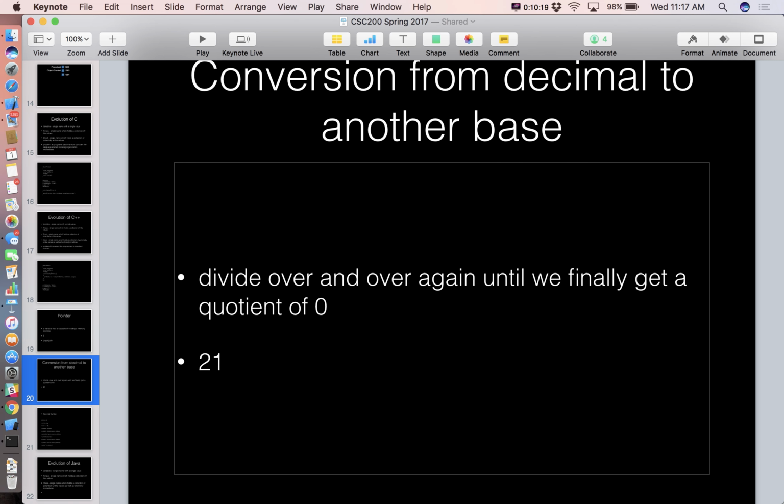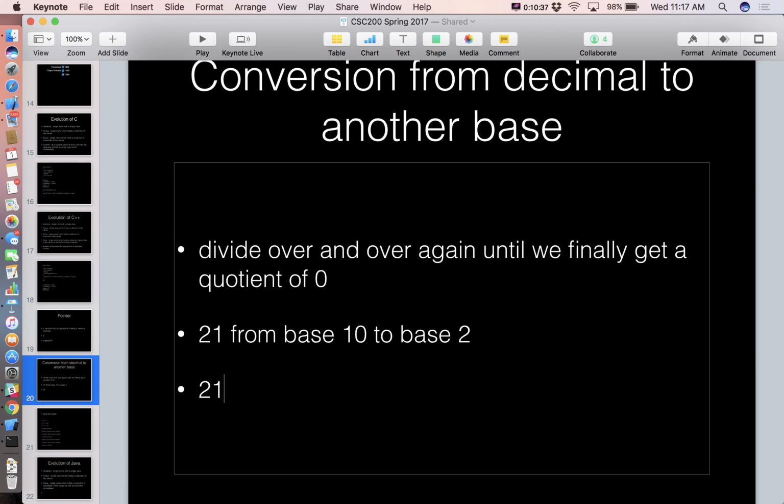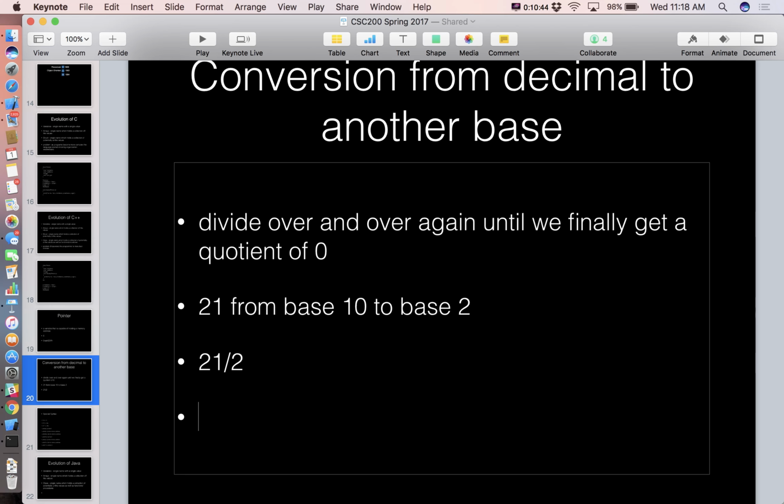Maybe we've gone too far then. All right, so we want to convert 21 in this case from base 10 to base 2. What we're going to do is take 21 and divide it by 2. This is in long division. So 2 goes into 21 10 times, right? 10 times 2 is 20, so we have a remainder of 1.